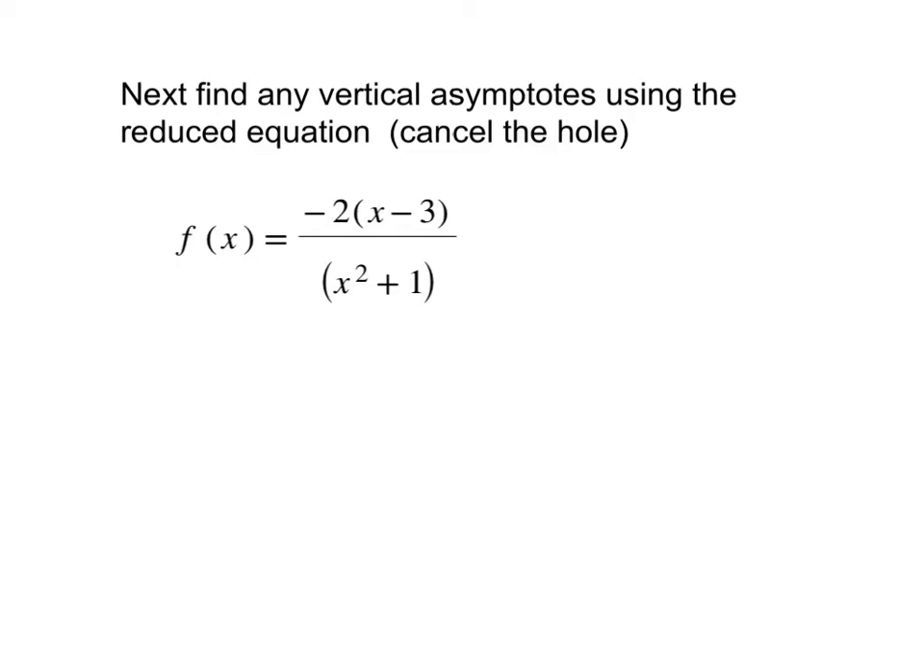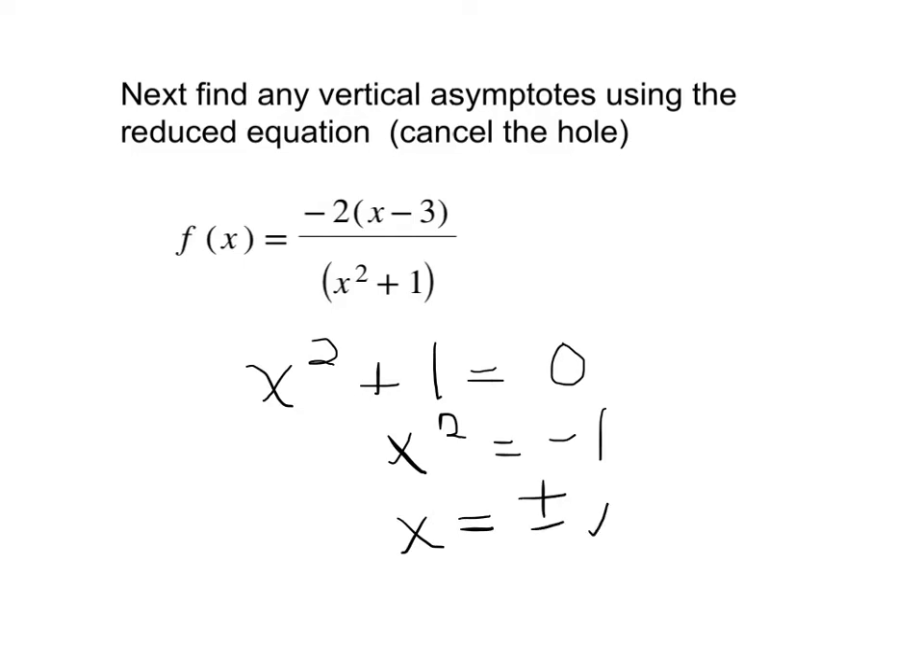Next, we're going to move on to finding vertical asymptotes using that reduced equation. We've already canceled the hole. To do this, what you're going to do is set the denominator equal to 0. And when you set x squared plus 1 equal to 0, you get x squared equals negative 1, and then x equals plus or minus i. Therefore, we really don't have any vertical asymptotes, because what we would be doing is we'd be looking for a positive or negative real number that x would be equal to. If it's equal to an imaginary, it simply means you do not have an asymptote.